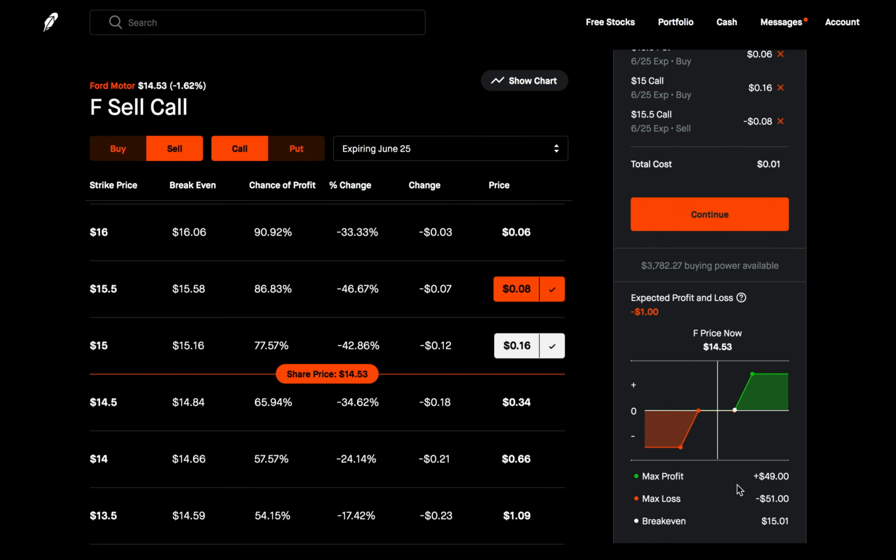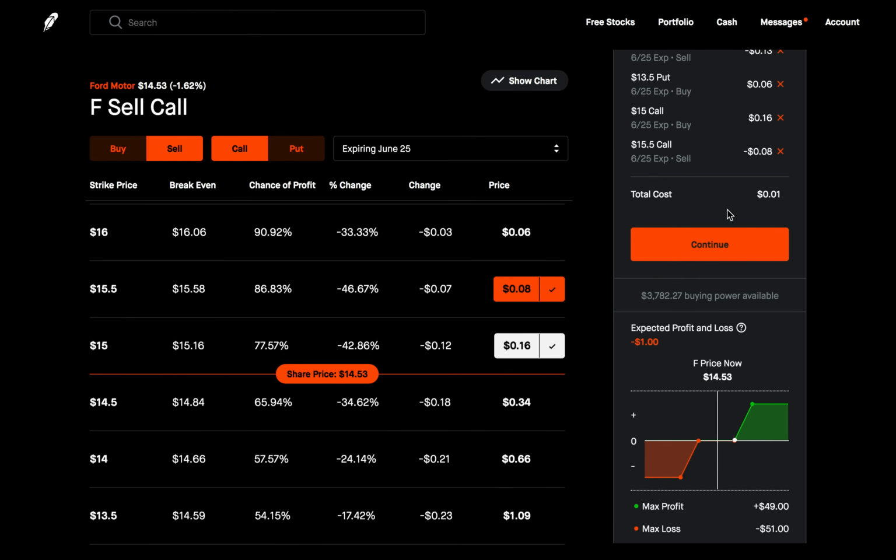To find our max potential gain, again, you take the high call strike, which is 15.50, and subtract the low call strike from that. So 15.50 minus 15, again, 0.5, multiply that by 100, we get 50, subtract how much this cost, which is $1, and that's $49. That's our max profit. So again, this is the double bull spread here.